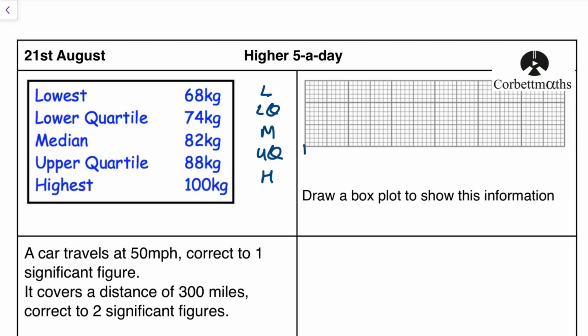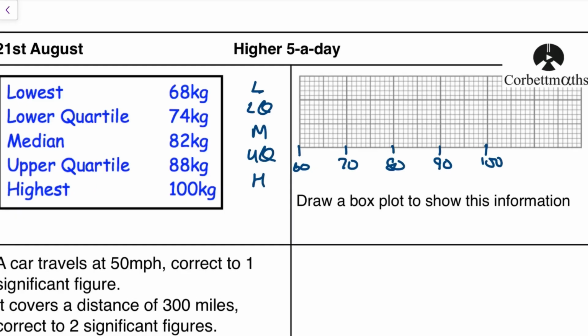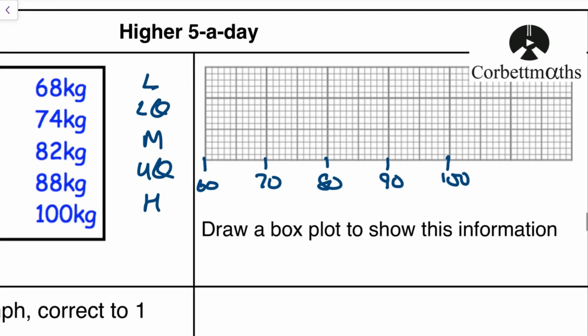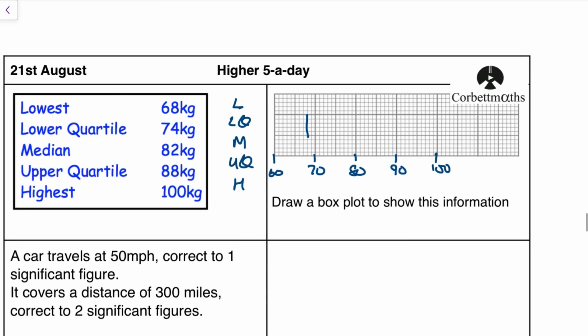60 to 100. So I'm going to keep this simple: 60, 70, 80, 90, 100. I'm not using all the paper, but that's fine because this is about understanding technique, isn't it? So lowest is 68, and again, in a real exam, try and be as accurate as you can. Obviously here I'm doing it on an iPad, so it's not quite as good. 68, 74, 82 is about there, 88 is here, and 100 is a bit easier because that one's there.